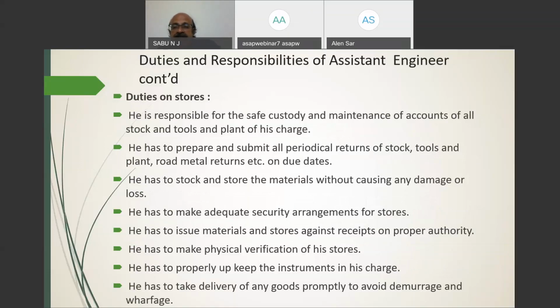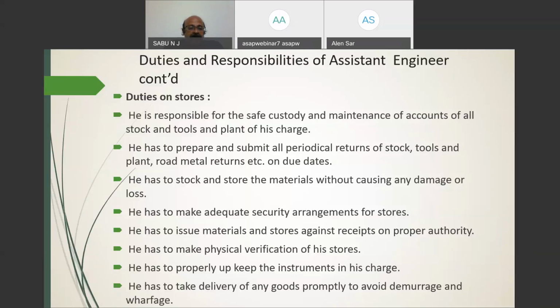And then he has to maintain all accounts related to the stock, tools and plants of his stock, and he has to prepare and submit all periodical returns of the stock. He has to stock and store the material. That will be discussed in the stores organization session. Then we will discuss more about it.